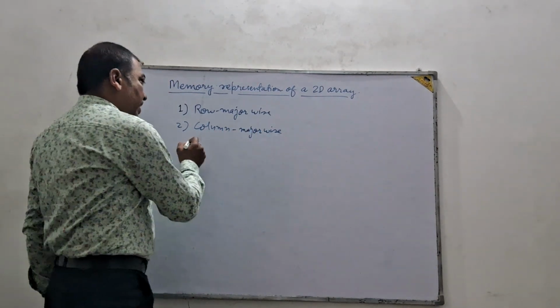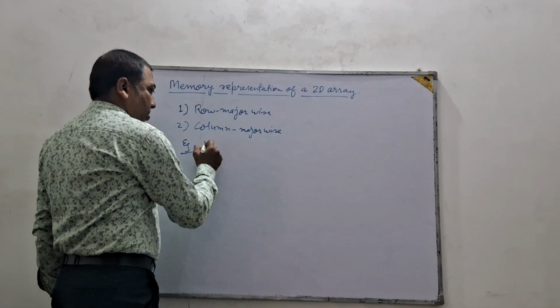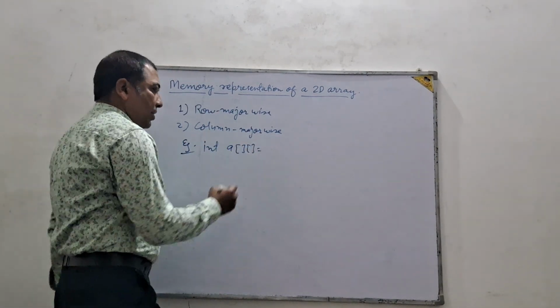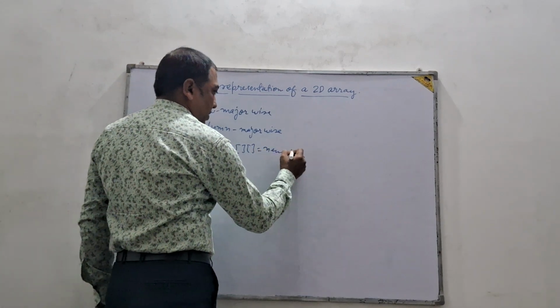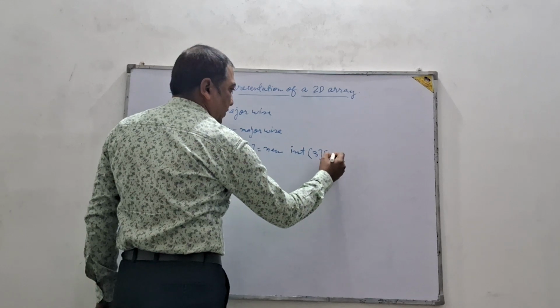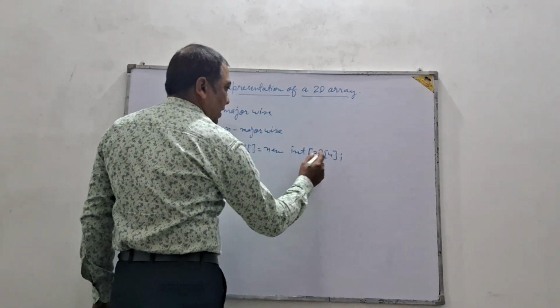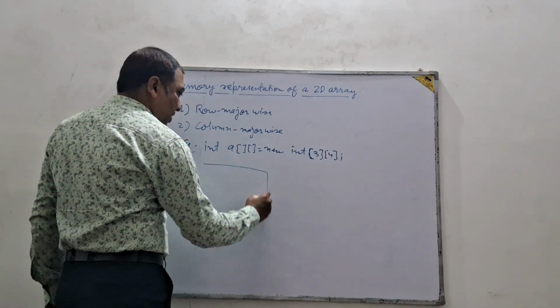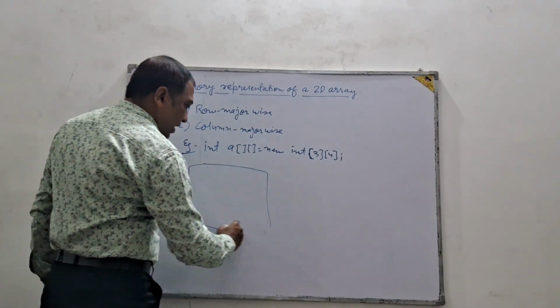Suppose I declare a 2D array, int A[3][4]. It means the array contains 3 rows and 4 columns. So the general representation of this array will be like this.